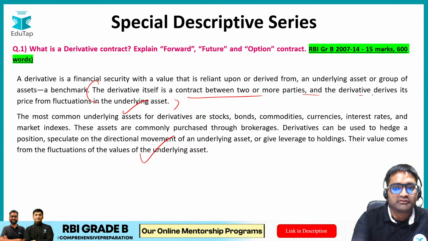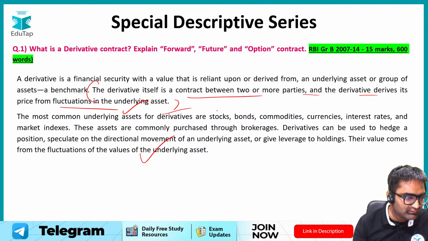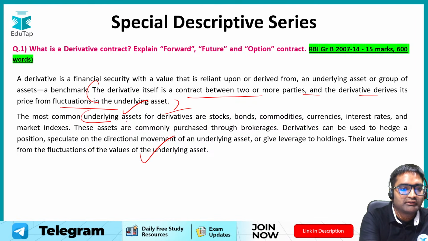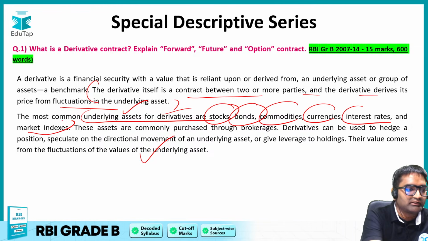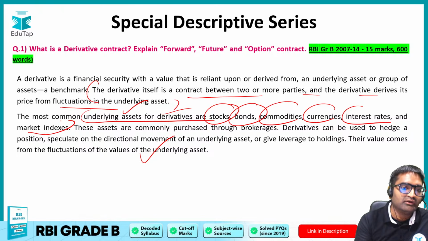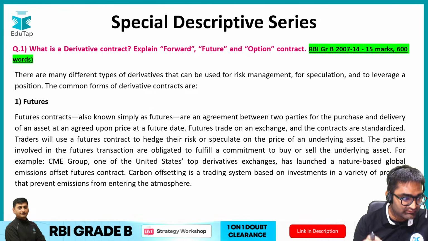Derivative itself is a contract between two or more parties. Derivative derives its value from the underlying asset, as I mentioned. Most common underlying assets are stocks, bonds, commodities, currency, interest rates, market indices, as I already mentioned to you. These are commonly purchased through brokerages and everything, right? The same thing. And then you can start mentioning here. The body starts here.